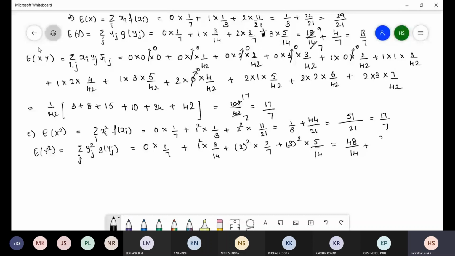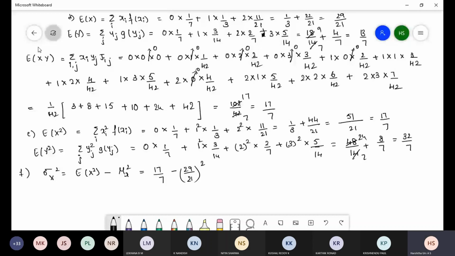Next, sixth one, sigma x square, that is E of x square minus mu x square. E of x square value is 17 by 7 minus mu x is nothing but E of x. So 29 divided by 21 whole square. So we get the value 230 divided by 441.